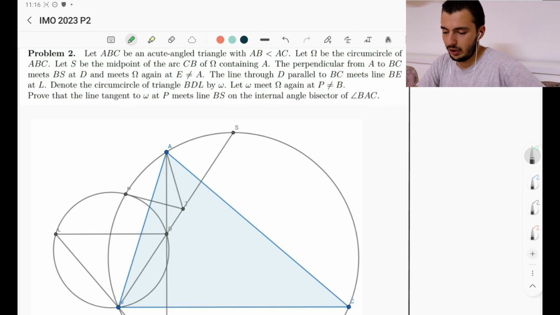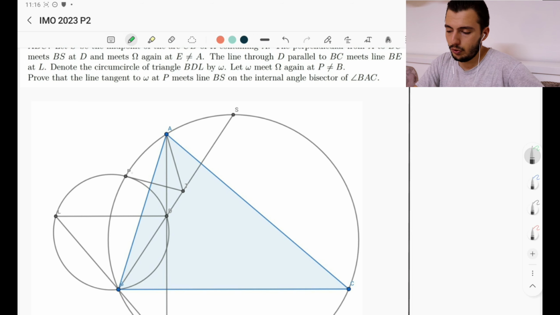Next, here is actually the question, what we need to prove. We need to prove that the tangent from P to this circle, line BS, and the angle bisector all meet at one point. Or in other words, if we let T be the intersection of the tangent from B and BS, we need to prove that this point T lies on the angle bisector of angle BAC.